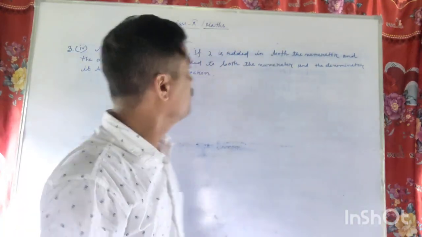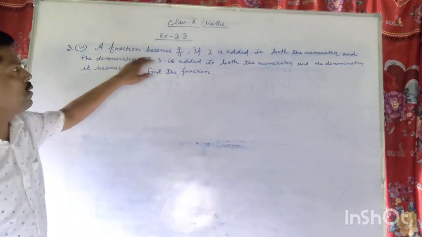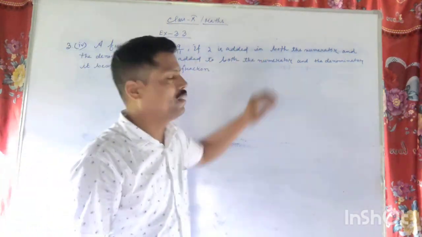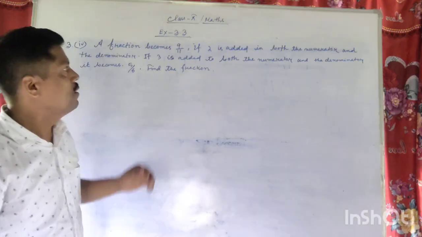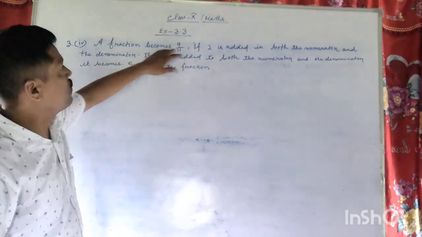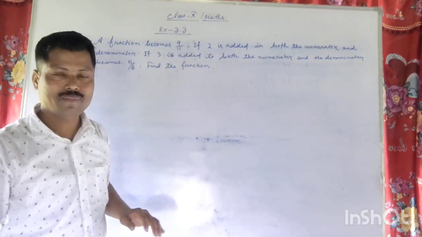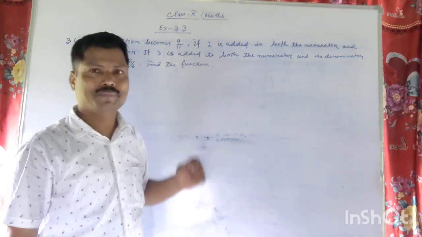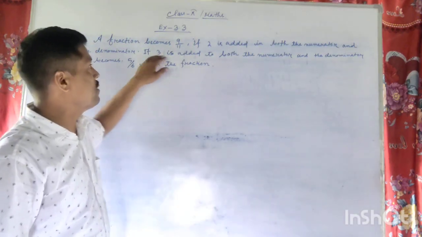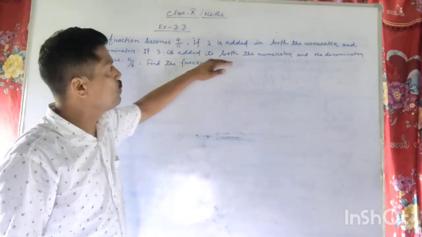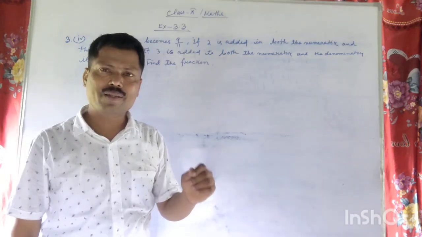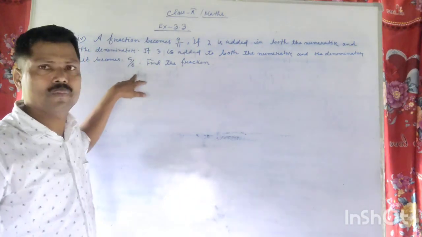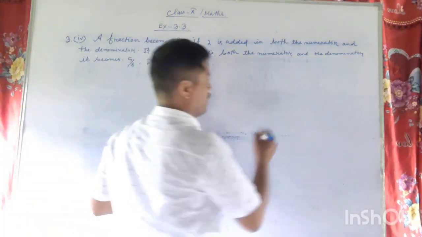In the question, a fraction becomes 9 by 11 if 2 is added to both the numerator and denominator. So the fraction will become 9 by 11 when 2 is added to both the numerator and denominator. And in the second part, if 3 is added to both the numerator and denominator, that means 3 needs to be added to both, then the fraction will become 5 by 6.